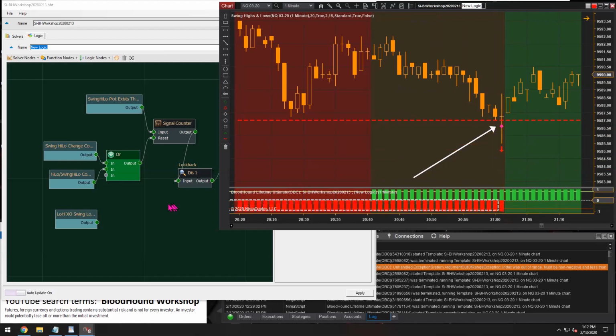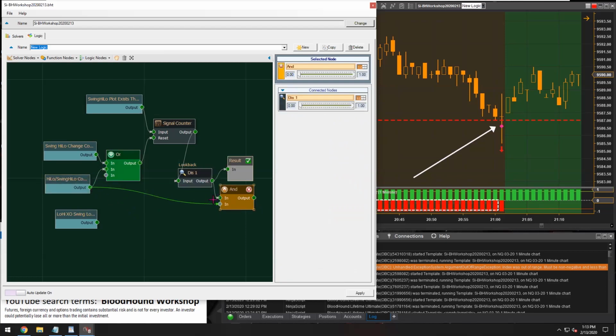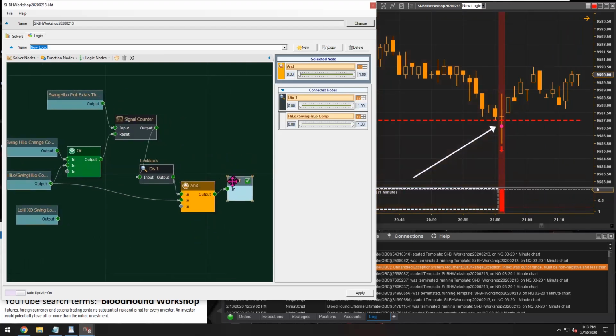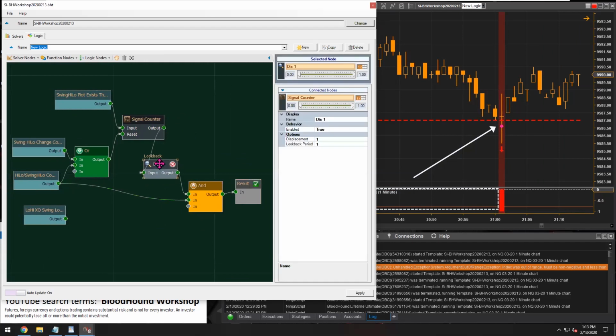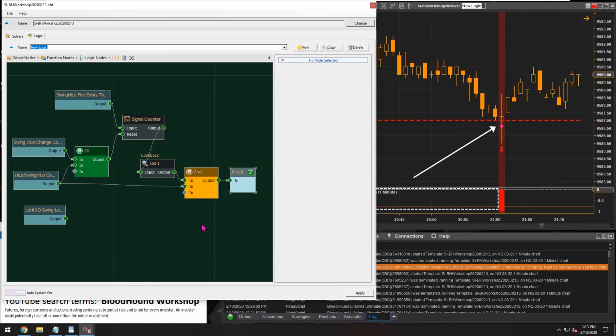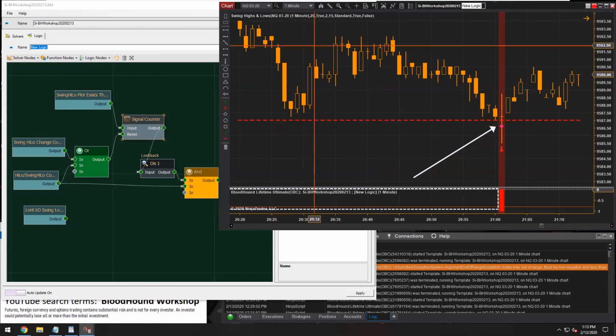With a short output there, and remember this solver identifies price breaking it, so I can connect that into the AND node. Connect the AND node in there. There. So this signal counter tells me that our swing high or swing low has not been broken within the last 40 bars.